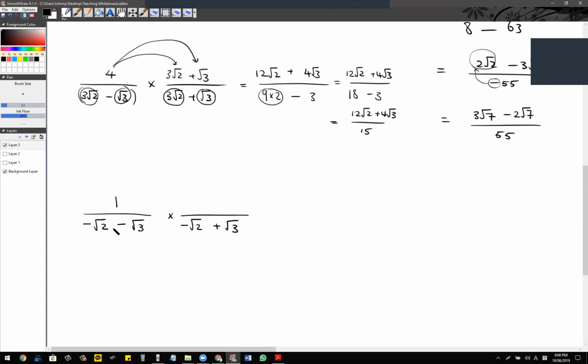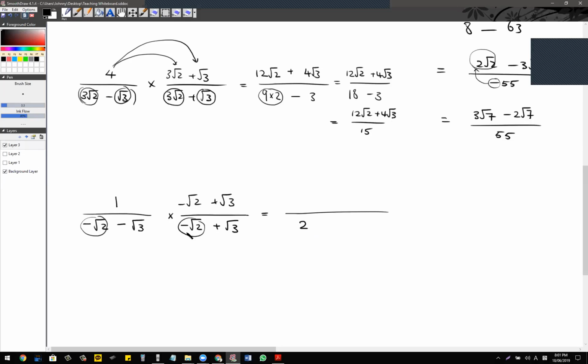Let me just double check this one though. It'll be A minus B, A plus B, right? So it's still working. So you just have to change one of them, that's all. So minus root 2 plus root 3, right? Even though it's a negative, if we square that, it's going to be a positive number. So if you square that, you're going to get 2.